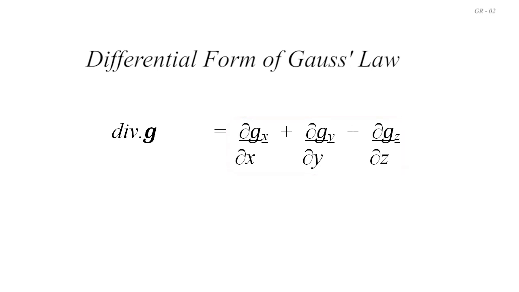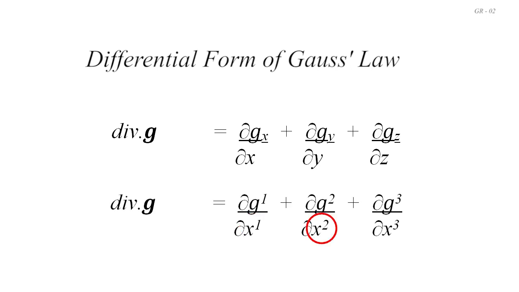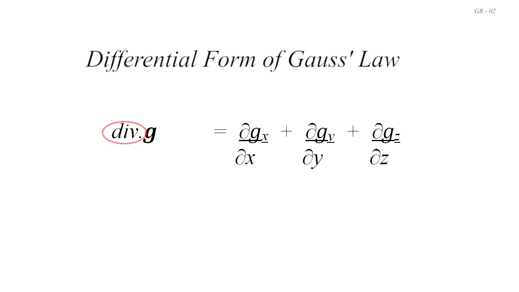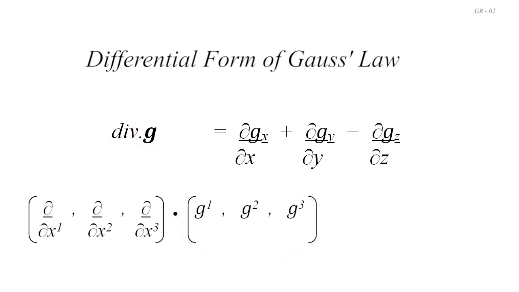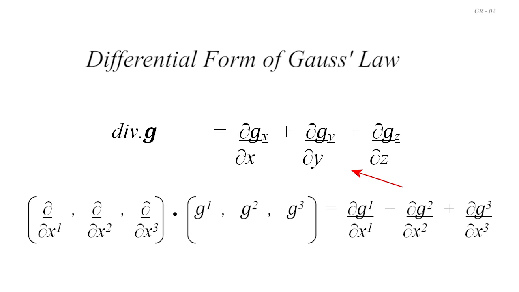The rate of change of the x component of g with respect to x, plus the rate of change of the y component of g with respect to y, plus the rate of change of the z component with respect to z. Or, of course, we could write it like this, with x1, x2 and x3 instead of x, y and z. You should recall that the div operation itself uses a kind of vector operator with x, y and z components, or x1, x2, x3 components. And the divergence operation can be thought of as the dot product of this differential vector operator with the gravitational field vector g, and it results in a scalar.